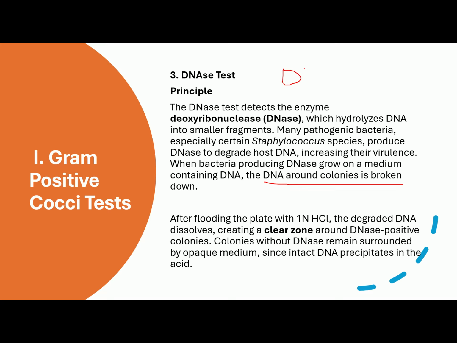So you would be using here your DNase agar, which contains DNA. Now if you inoculate a bacteria that produces DNase, class, the DNA in that agar is broken down. So after flooding the plate with 1 normal hydrochloric acid, the degraded DNA dissolves, creating a clear zone around the DNase positive colony. Colonies without DNase remain surrounded by opaque medium since intact DNA precipitates in the acid.